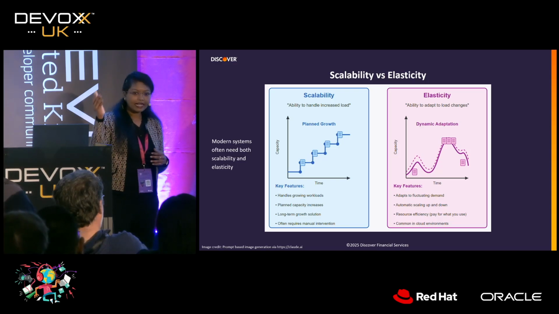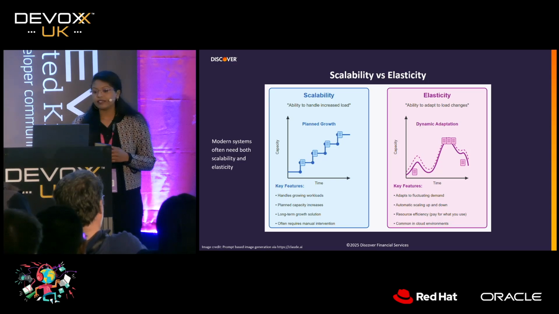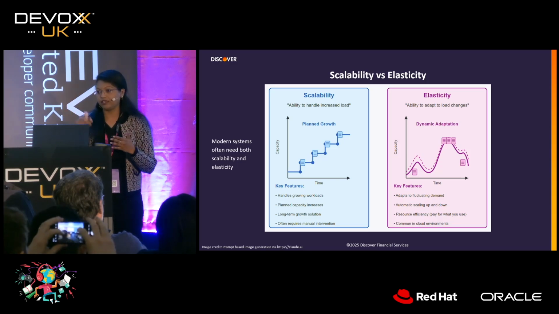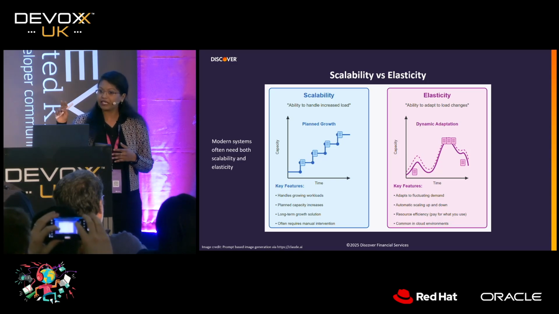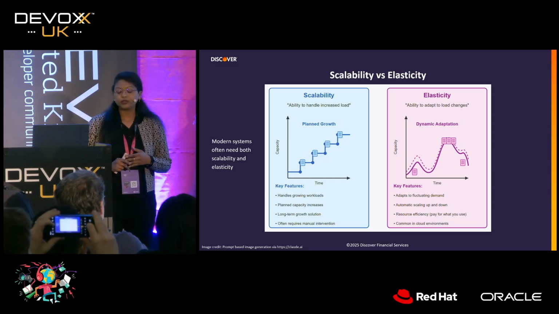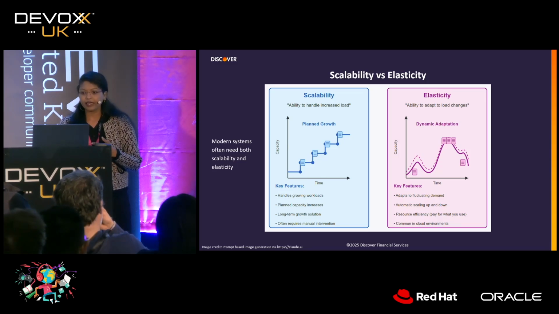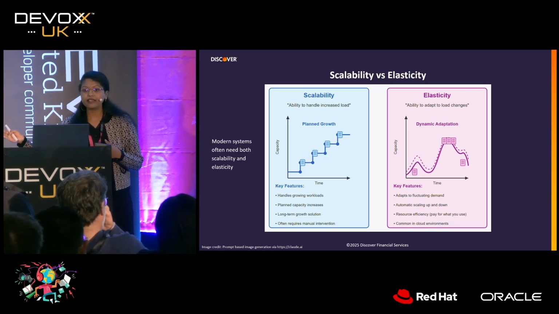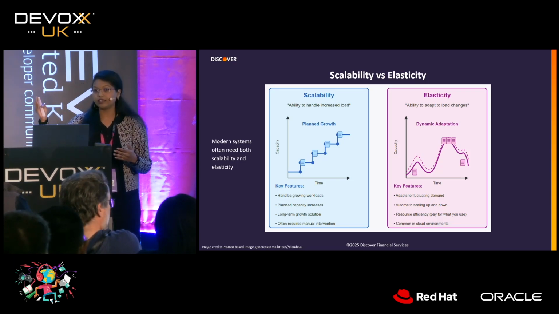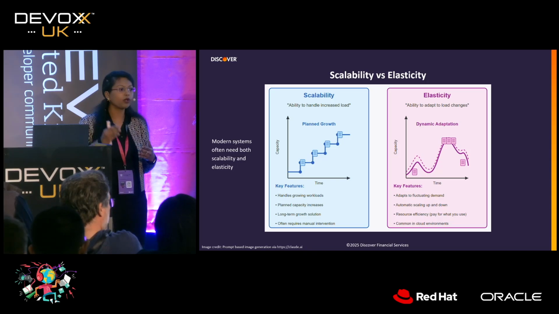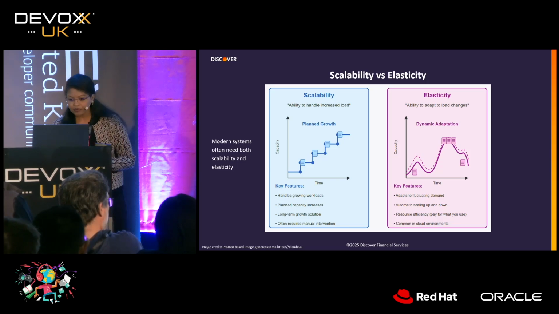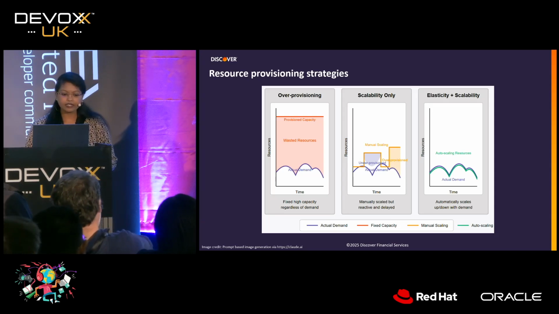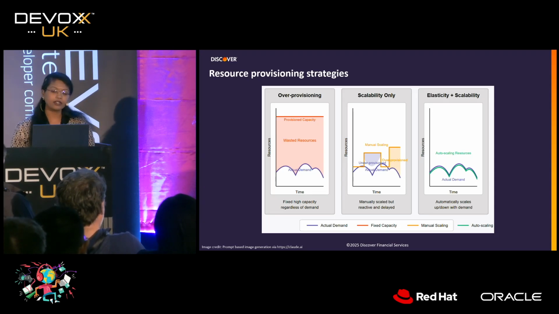And on the other hand, elasticity is the ability to adapt dynamically to increased volumes. So the word dynamic is very key here. What we are saying is we can automatically scale up and scale down as the volume fluctuates. It can dynamically adapt to the volume fluctuations. So these are resource provisioning strategies.